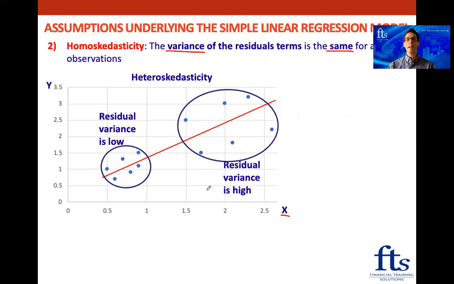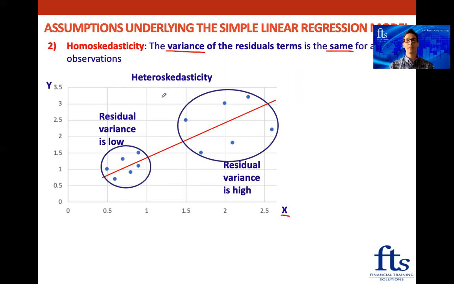But when X becomes bigger, what do we see? We see the residual variance is high. The volatility, or how spread out these residuals are compared to our line, is very large over here. This means that the variance of the residual terms is not the same.